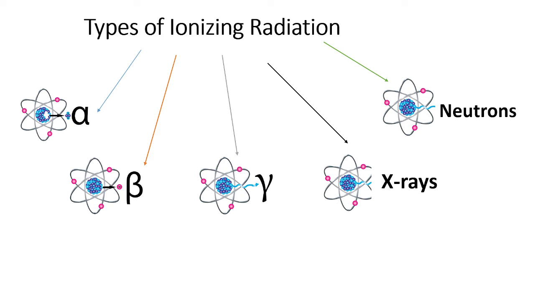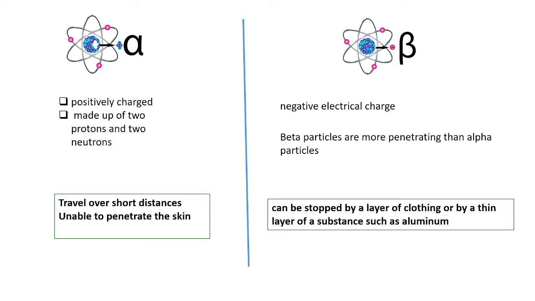Then moving on to the types of ionizing radiation. The alpha, beta, and gamma are produced by unstable atoms undergoing radioactive decay. And there are X-rays and then neutrons. Alpha rays are positive particles made up of two protons and two neutrons. Since they are very heavy in nature, they are unable to travel long distances. Therefore they are unable to penetrate the skin, and they can be stopped even by a piece of paper.